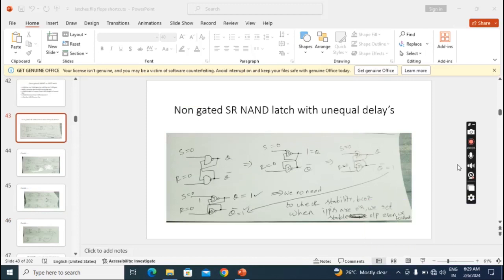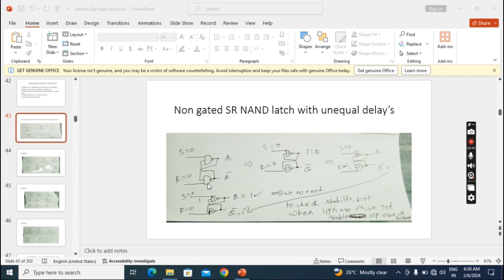In this lecture we will discuss non-gated latches with unequal delays. Whatever non-gated latches we discussed, those are without delays or with 0 delays. Whenever the gates have equal delays, the working will be the same as without delays. So the non-gated latches' working without delays and with equal delays will be the same. But when the gates contain unequal delays, the working will be different.